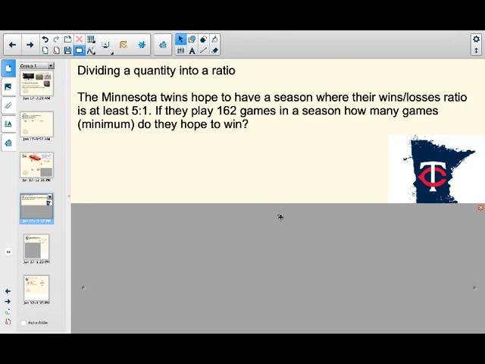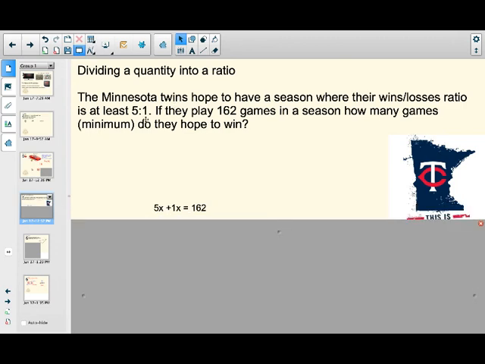So how we're going to set this up is, giving each part of that ratio, we're going to put an x after it. 5x represents the number of wins that they're going to get. 1x represents the number of losses, and they're going to add up to 162 games. So what we can do now is solve for what that x value is. What are we going to multiply those by so that it keeps the ratio of 5 to 1, but that we actually get up to 162 games?